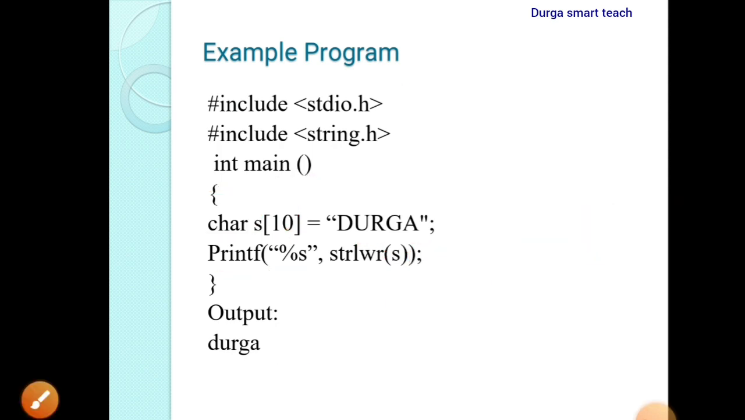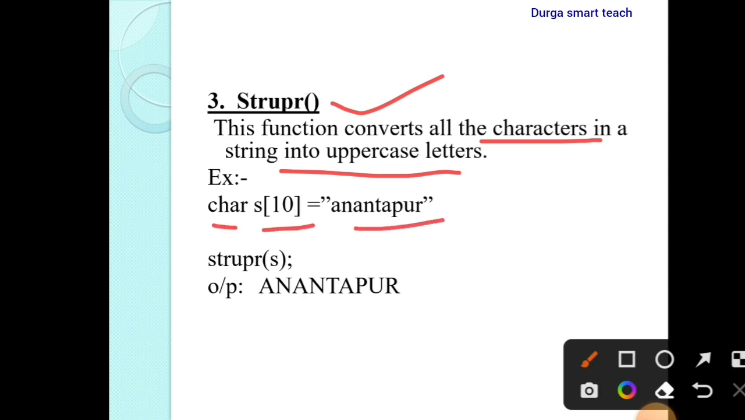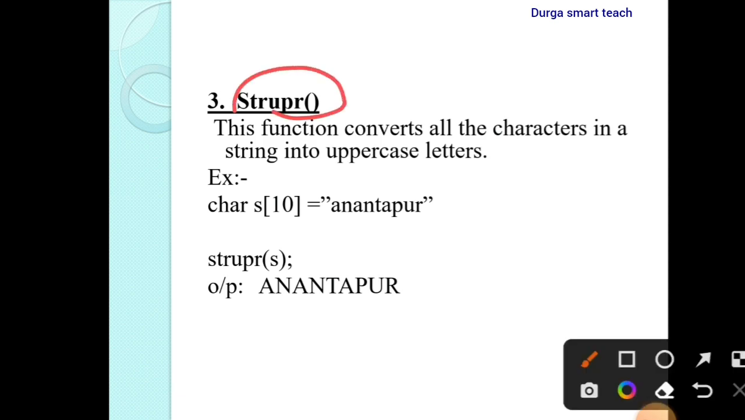Okay, so next, string upper. The lower is used to convert the string into lowercase, so this is the opposite, it converts the characters into uppercase letters. So char s of 10, Anantapur. So Anantapur will be converted into uppercase letters. strupr, string upper. So you need to use it like this. These are the built-in functions.